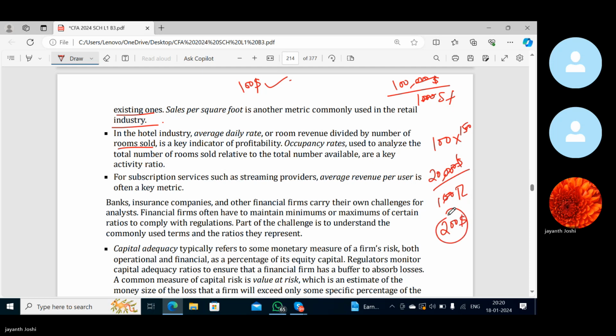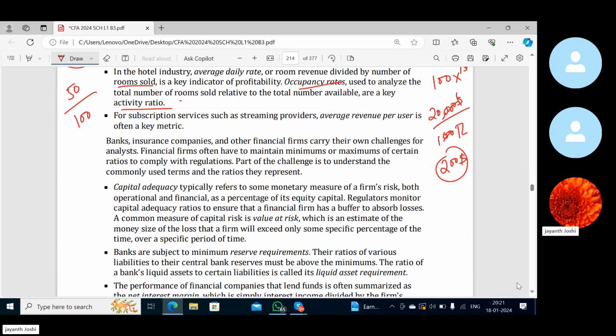Yes, sir. So occupancy rate, used to analyze the total number of rooms sold relative to the total number available, is a key activity ratio. Occupancy rate means how many rooms are occupied. So say 50 rooms are sold out of 100 rooms. So 50% is the occupancy. That means 50% of the rooms will generate you revenue. That's what the activity ratio is.